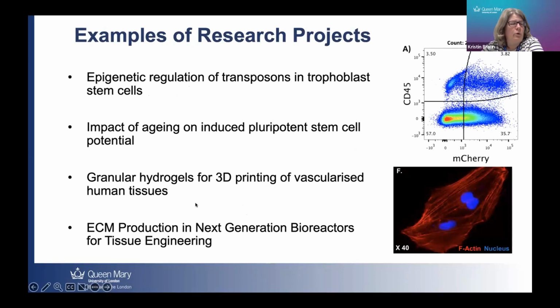We also have projects that are more engineering focused. So we have granular hydrogels for 3-dimensional printing of vascularized human tissues, which is being offered, and ECM production and next generation bioreactors for tissue engineering. So we have a really nice blend of projects that are kind of more biology focused, more stem cell biology focused, but also those that are more on the bioengineering side of things and biomaterials side of things.